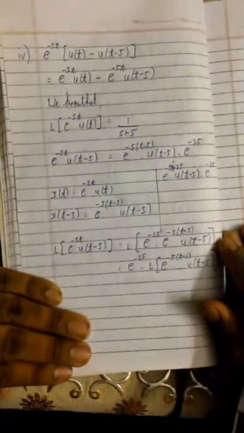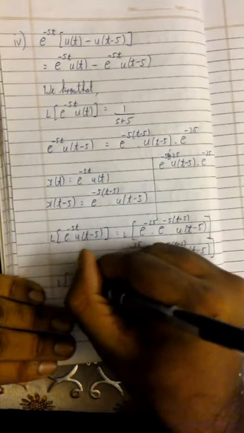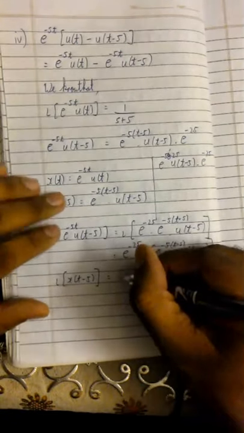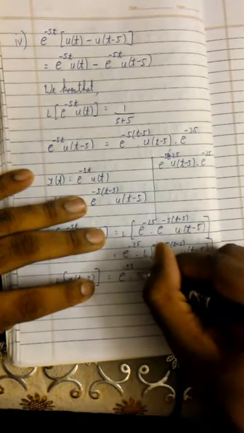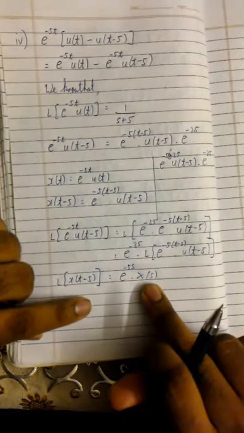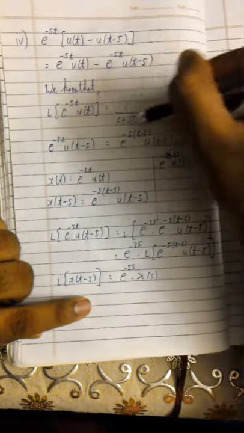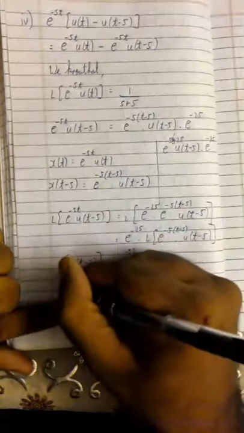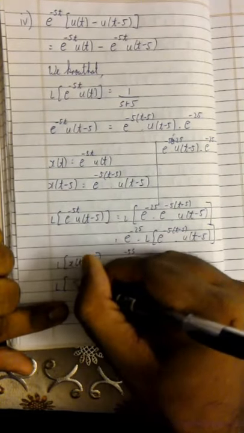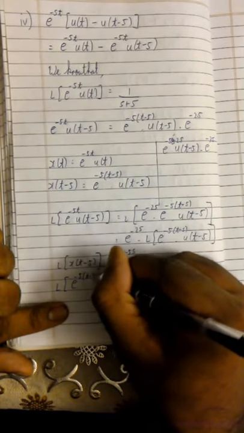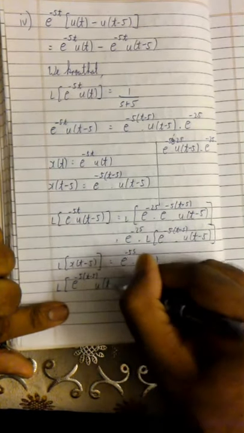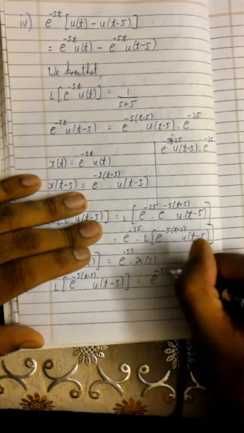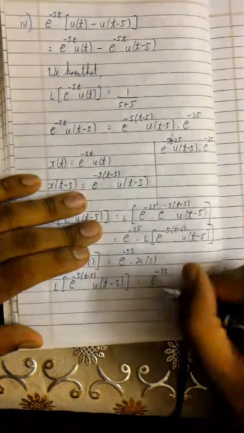We know that the Laplace transform of x of t minus 5 is nothing but e raised to minus 5s into x of s. This is your x of s over here. So that means the Laplace transform of e raised to minus 5 t minus 5 into u of t minus 5 is equal to e raised to minus 5s into, what is your x of s? X of s is 1 by s plus 5.